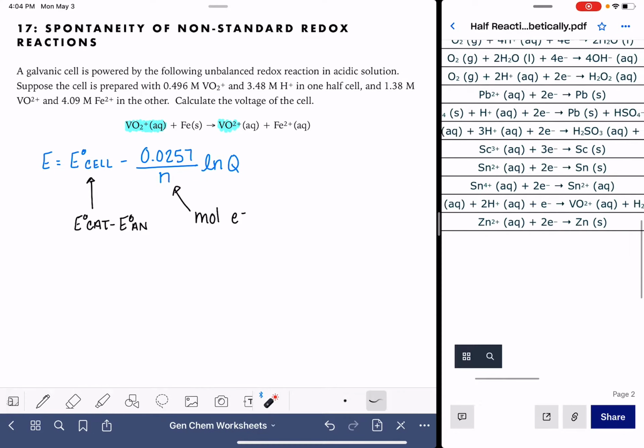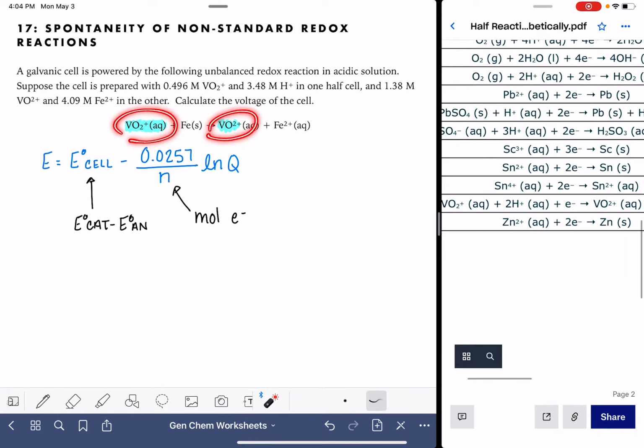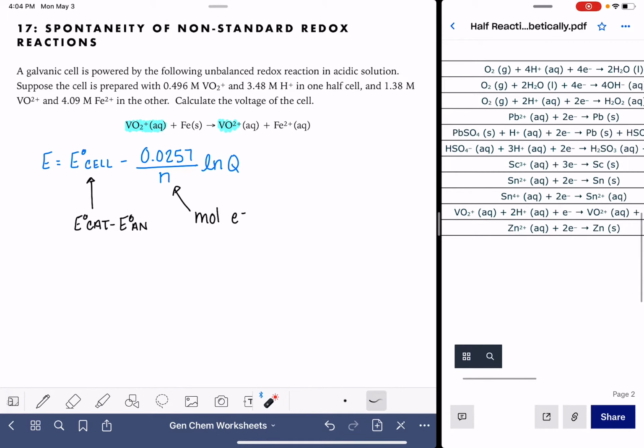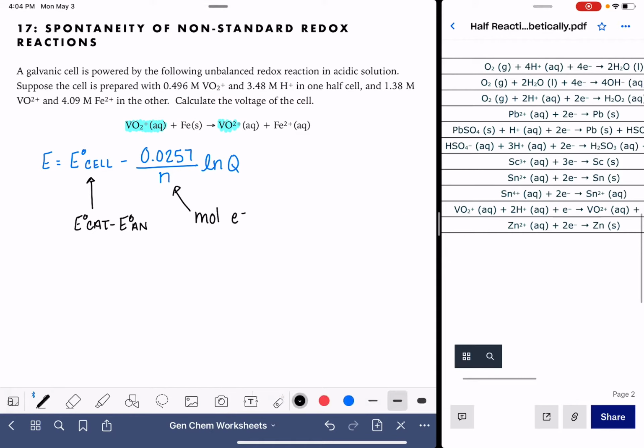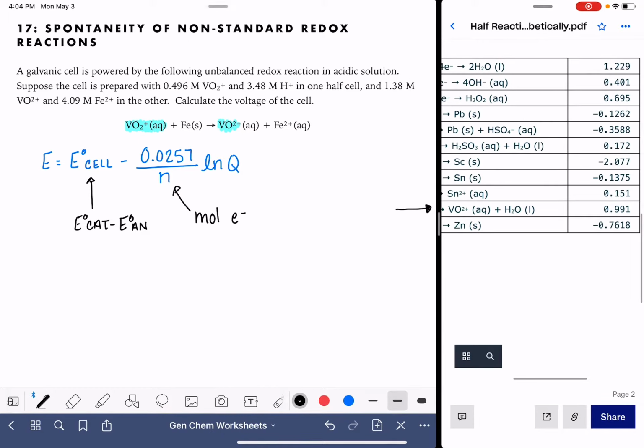It looks like it's not exactly the same as the one that's in this problem because there's some extra stuff in there. That's okay. We'll just use that. So what I'm going to do, I'm going to focus on the VO2 plus. It is on the left-hand side of my equation, and it's also on the left-hand side of the equation in the table of half reactions. Make a note on that. And then also take a look at the VO2 plus that's on the right-hand side, same as this one.